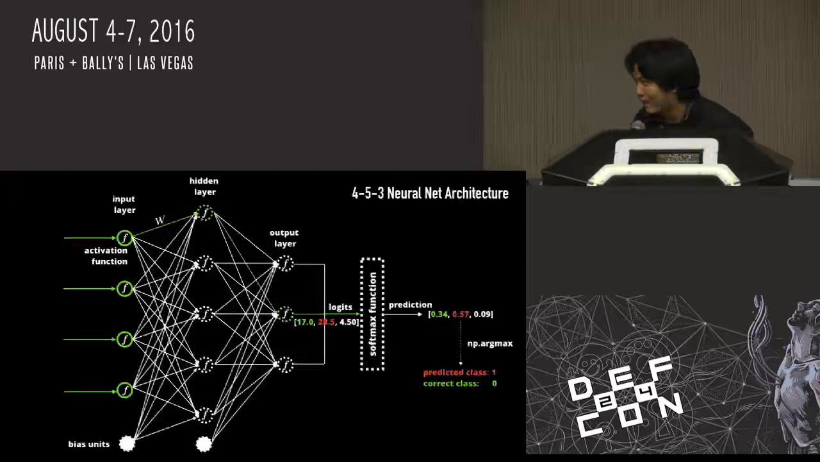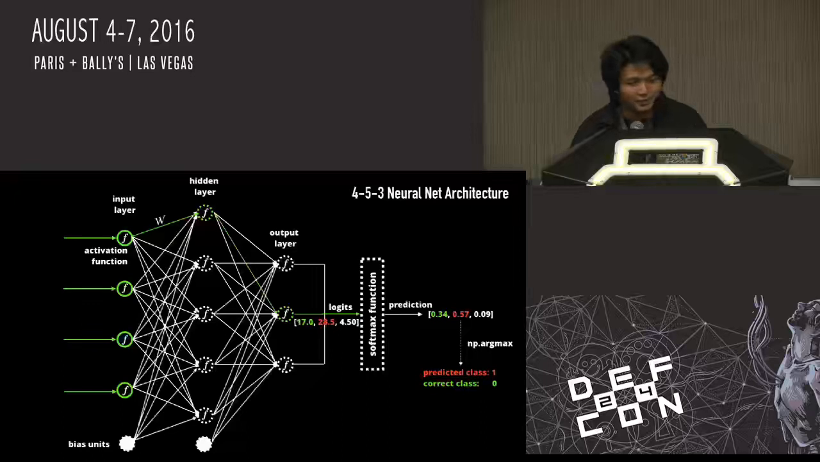So let's spend a couple of minutes going through the two steps involved in training a deep learning architecture, a deep learning infrastructure. This is a diagram that a lot of you may have seen before. It's a 4-5-3 neural net architecture. It's a very simplified version of it. So ignore all the nasty white lines between those units.